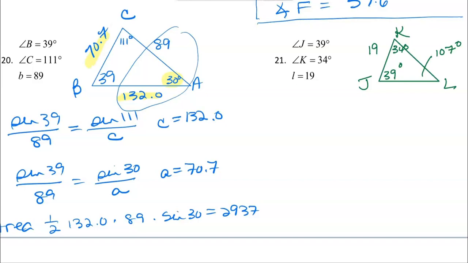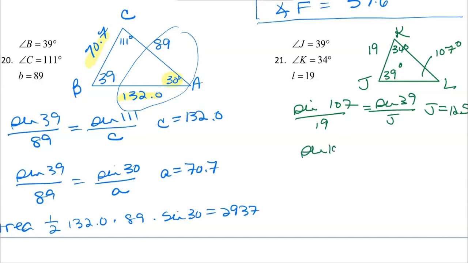So now set up your magic pair, which is sine of 107 over 19 equals sine of 39 over little j. And j ends up being 12.5. Okay, so then I'm going to do the same magic pairing.